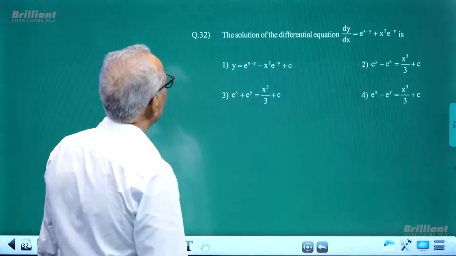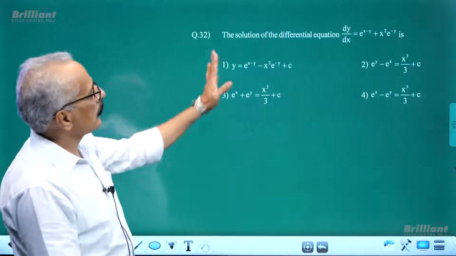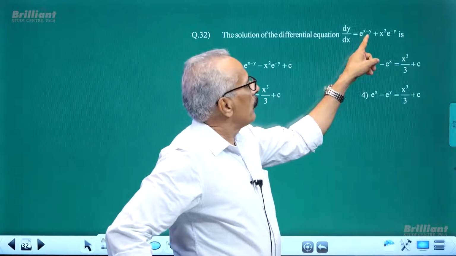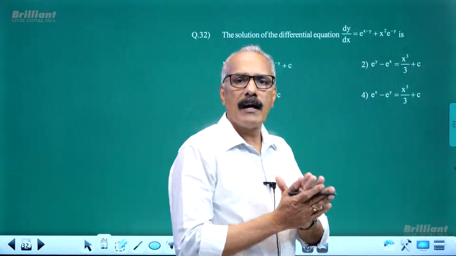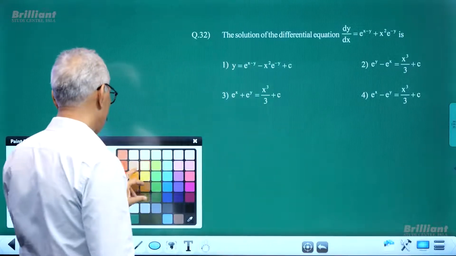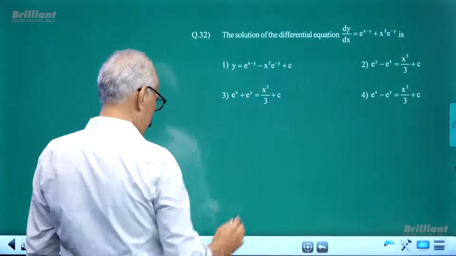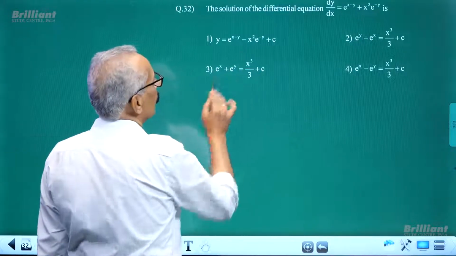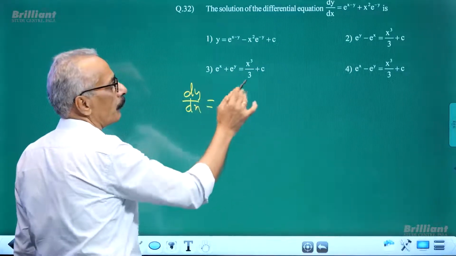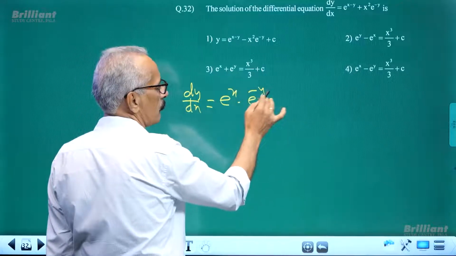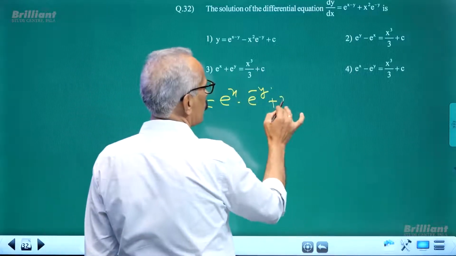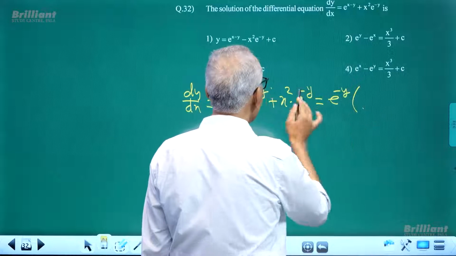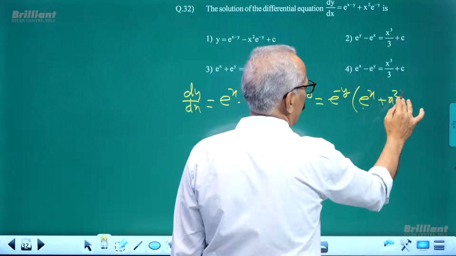ഓൺ ടു ദ നെക്സ്റ്റ് ക്വസ്റ്റ്യൻ 32. അഗെയിൻ ഡിഫറൻഷ്യൽ ഇക്വേഷൻ ആണ്. ഇതെന്ത് ഡിഫറൻഷ്യൽ ഇക്വേഷനാ? വേരിയബിൾ സെപ്പറബിൾ. ഹൗ ഡു വി നോ? e raised to -y ഉണ്ട് ഇവിടെ, ഇവിടെ e raised to -y ഉണ്ട്, പിന്നെ എക്സാ. അപ്പോൾ വി റീറൈറ്റ് ദാറ്റ്. എങ്ങനെയാ ഡിഫറൻഷ്യൽ ഇക്വേഷനെ റീറൈറ്റ് ചെയ്യുന്നത്? ഇറ്റ് ഈസ് dy/dx ഇസ് ഈക്വൽ ടു e raised to x ഇൻറ്റു e raised to -y, പ്ലസ് x² ഇൻറ്റു e raised to -y. സോ യു ക്യാൻ ടേക്ക് e raised to -y ഔട്ട്. e raised to -y into (e raised to x plus x²).